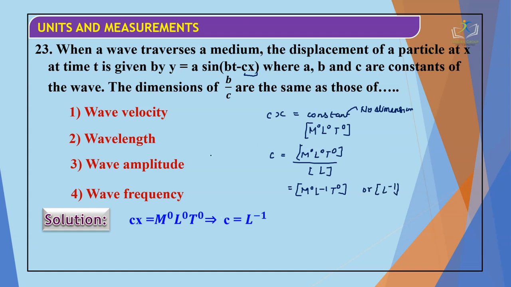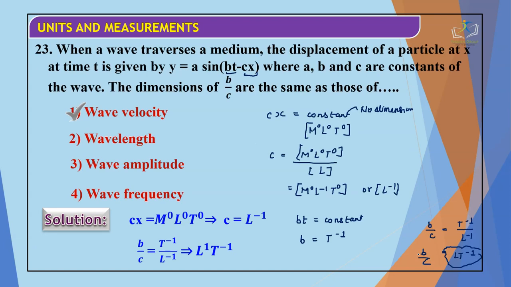This is the dimension for c. And because we have to ask about c also, bt is equal to a constant, students. Again, b dimension is what? T minus 1. So if the question is asked as b by c, b is T minus 1 and c is L minus 1, so b by c is L T minus 1, which is a velocity. So b by c is showing what? Wave velocity. I hope you understand, students.